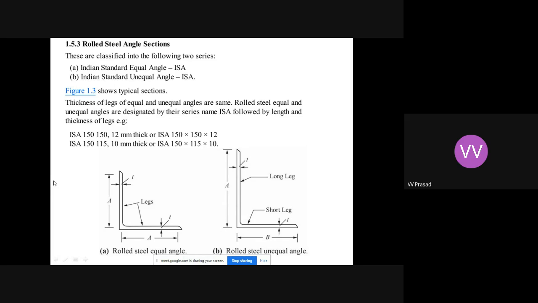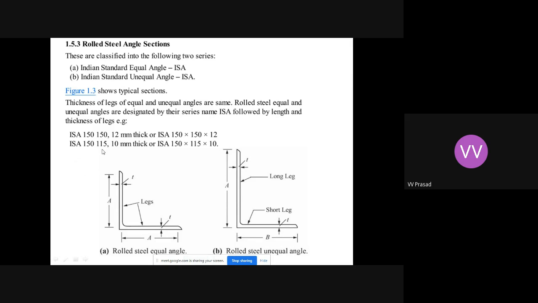So how to consider equal and unequal? Both these are two components, and these components are legs. If it is longer, that is the longer leg. If it is shorter, that leg belongs to the shorter leg. So ISA 150 150 12: here ISA 150 into 150 is an equal angle section. Length into width is equal and 12 mm thickness, that is the equal section. Indian Standard angle 150 into 115 is an unequal angle.